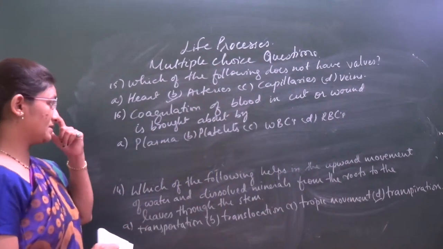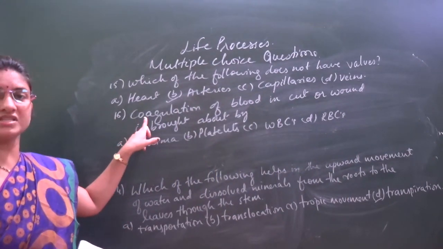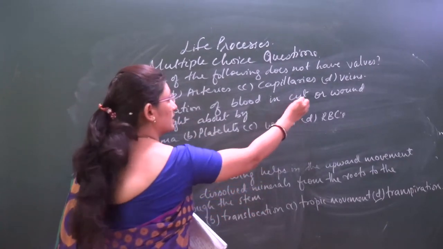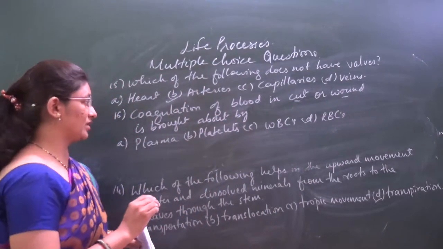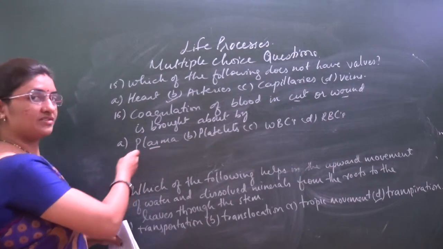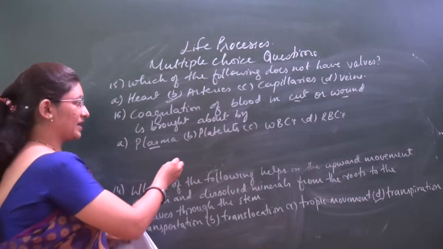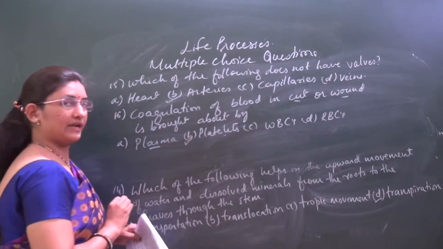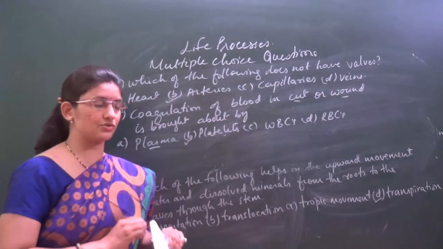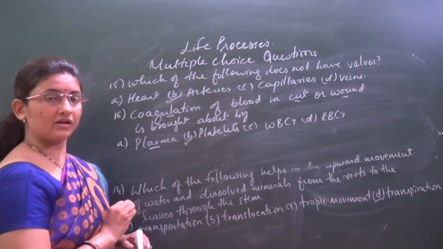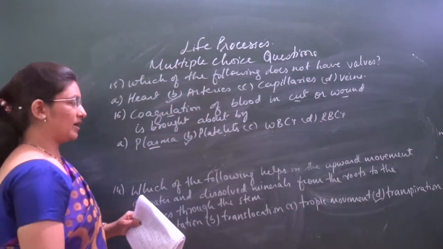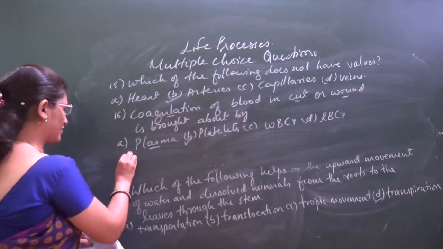So here the question is about coagulation. Coagulation means clotting of the blood. So clotting of the blood in the cut or wound, that is at the injury, is brought about by what? Not plasma, because it helps in the transportation of dissolved carbon dioxide. Of course the answer should be platelets, because their function is to help clot the blood at the site of injury. White blood cells are not the answer. Red blood cells are not the answer. So platelets will be the answer.